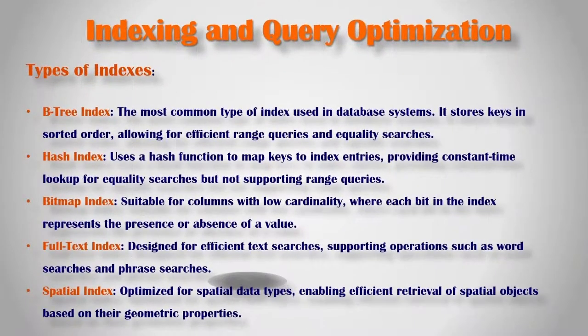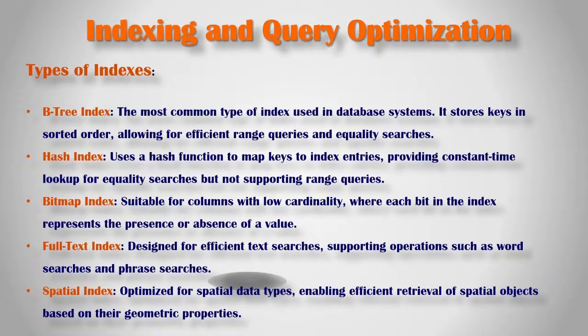Types of indexes. B-tree index, the most common type of index used in database systems. It stores keys in sorted order, allowing for efficient range queries and equality searches. Hash index uses a hash function to map keys to index entries, providing constant time lookup for equality searches but not supporting range queries. Bitmap index, suitable for columns with low cardinality, where each bit in the index represents the presence or absence of a value.